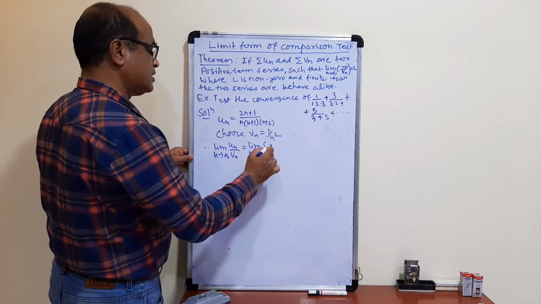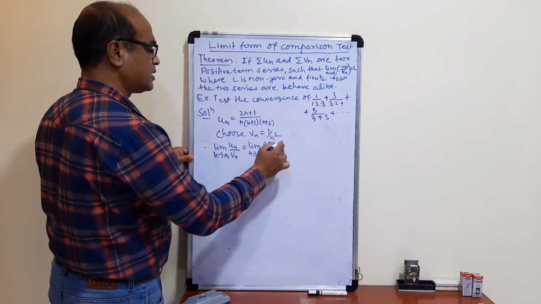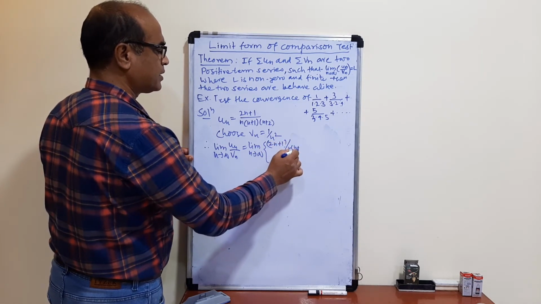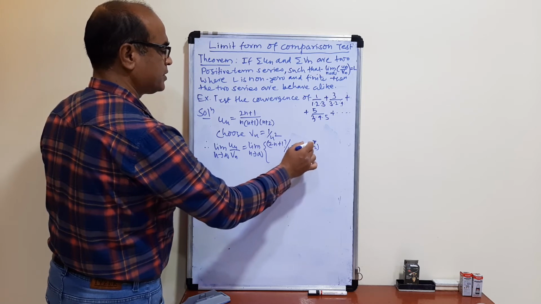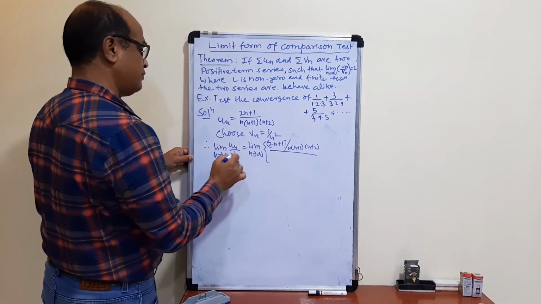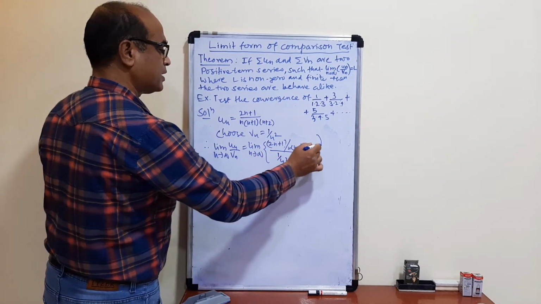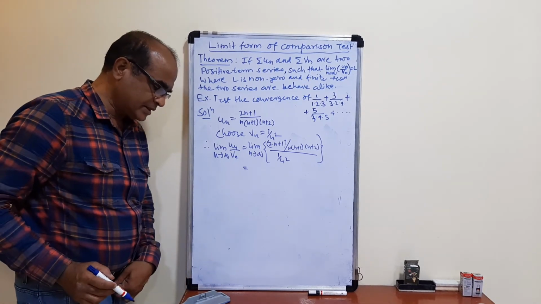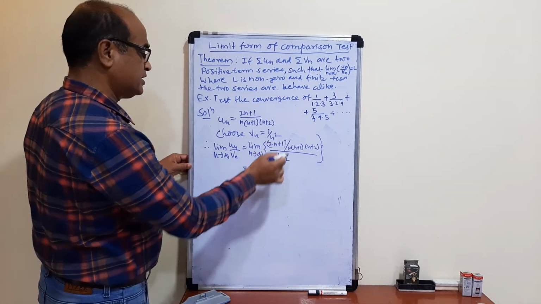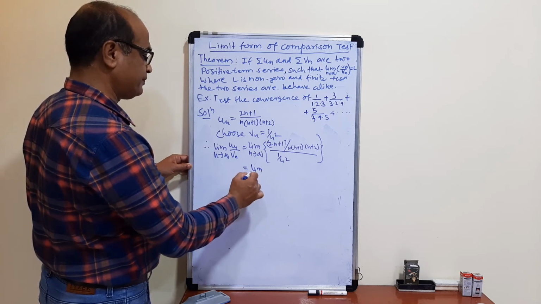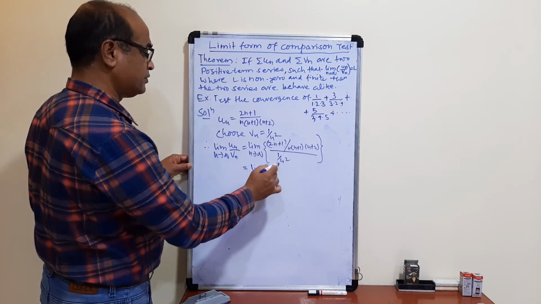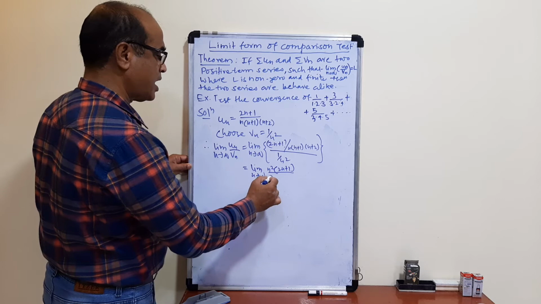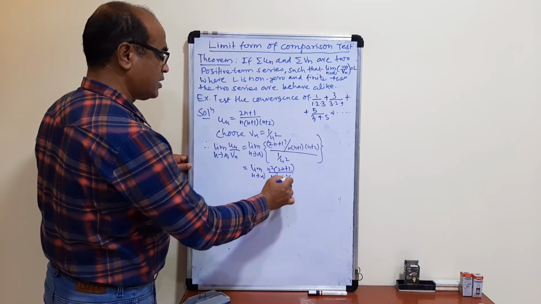So what happened here? That is un, which is (2n plus 1) divided by n into (n plus 1) into (n plus 2), divided by Vn. What is Vn? Vn is 1 upon n square. So this can be written as the limit as n tends to infinity of n square into (2n plus 1) divided by n into (n plus 1) into (n plus 2).